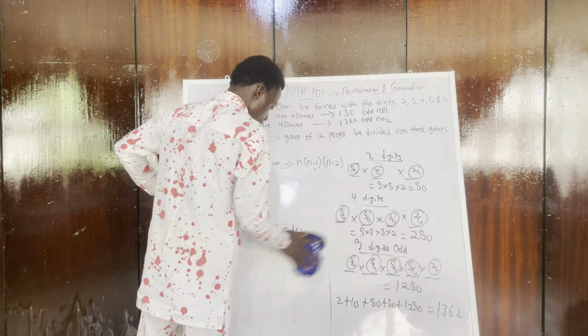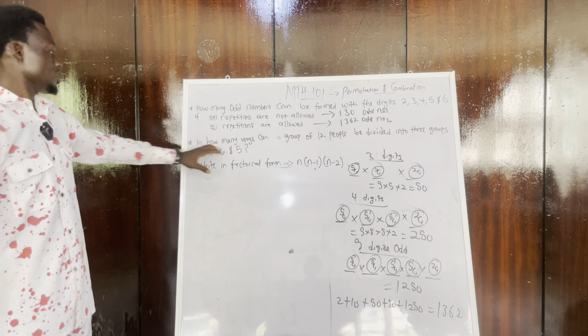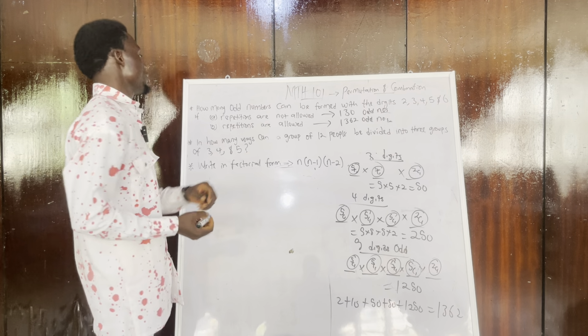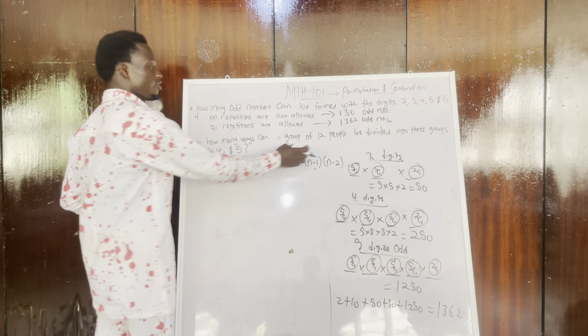So now, let's quickly rush the other question. This one won't take me more than. In how many ways can a group of 12 be divided into 3 groups of 3? Now we have a group of 12.